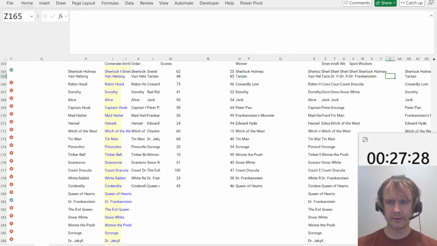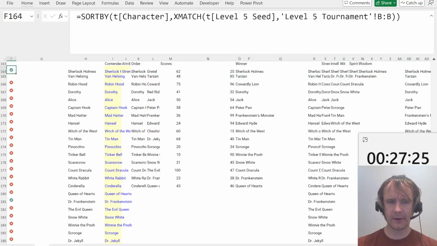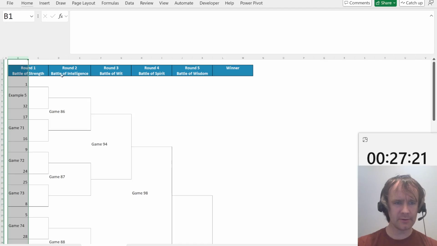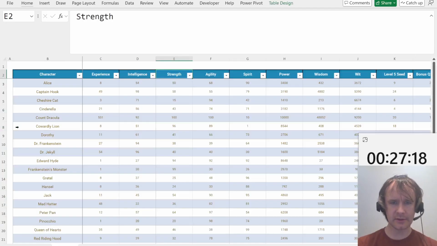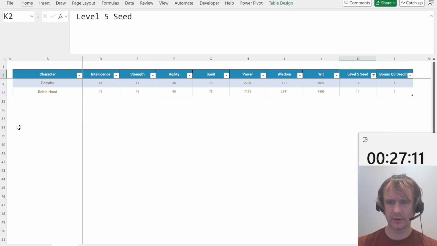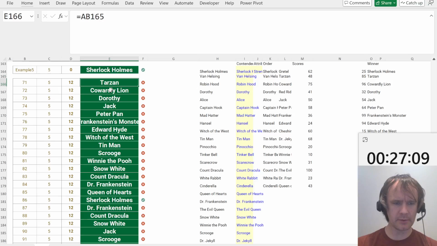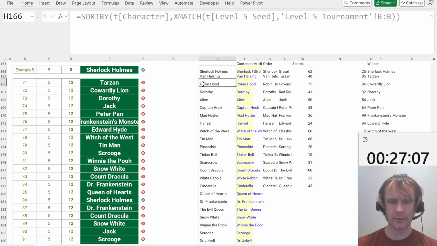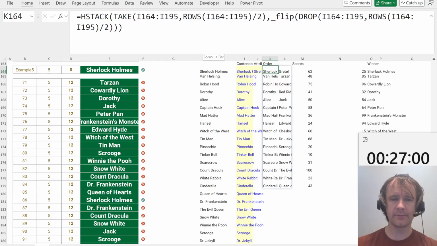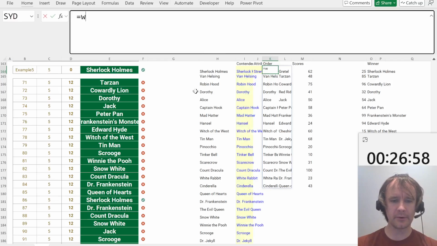And no, it still looks like everything is wrong. What now? 17 versus 16 on strength. 16, 17 is here. Dorothy versus Robin Hood. Robin Hood versus Dorothy, yes. Wait, what? Oh, sorry, yeah. Now I need to not do the thing where I flipped it all around. So now I'm back to wrap rows. What a mess.